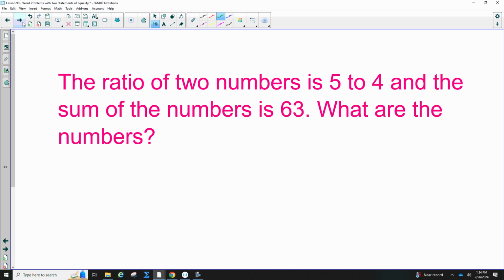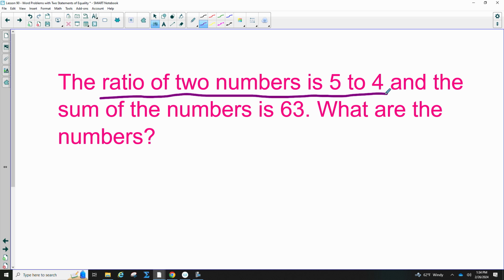The ratio of two numbers is 5 to 4. That is definitely new. And then the sum of the numbers is 63. You could do that one. All right, the ratio of two numbers is 5 to 4. So you guys, ratio, when you hear that word, what other words come to mind? Fraction. Fraction's a good one, okay?